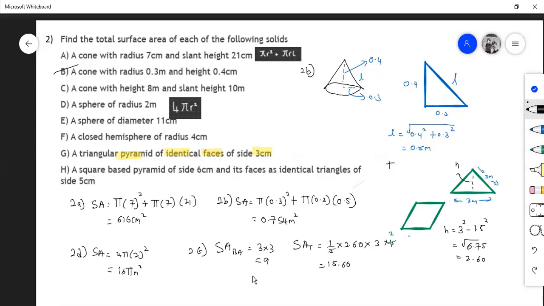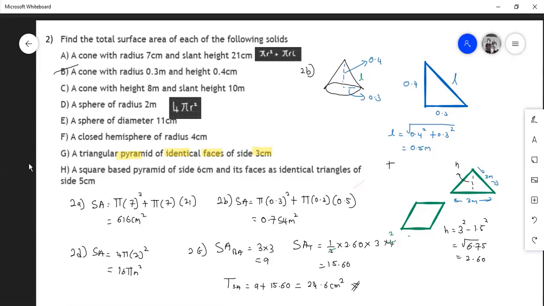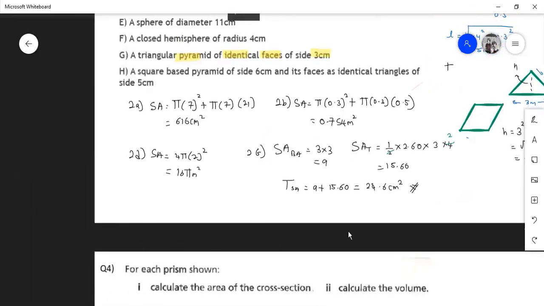And once I got that, if I want to find the total, I write TSA equals 9 plus 15.60, which will give me 24.6. Okay, 24.6 cm squared. All right, so for the base, I think the rest you can do yourself. It's a similar concept, so we can cover more questions if you want.